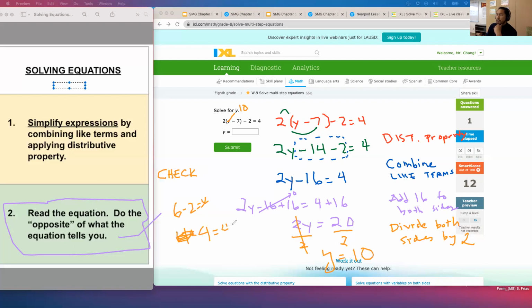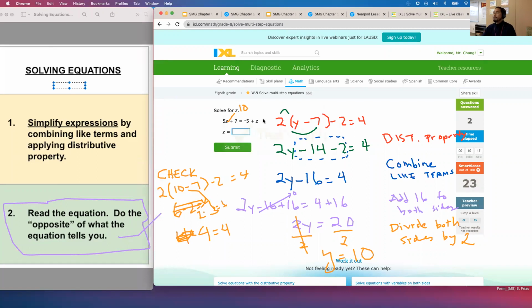And 4 equals 4. That is happy. 2 times 10 minus 7 minus 2. Does that equal 4? It does. This is just 3. 3 times 2 is 6. 6 minus 2 is 4. That's great. We know we did it right. Let's enter that answer, y equals 10, hit submit, and we're good.